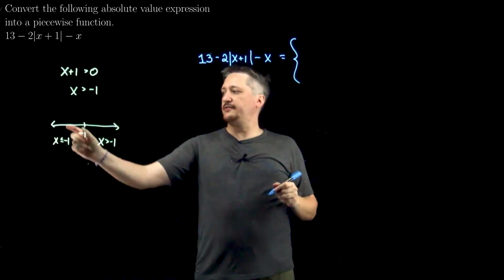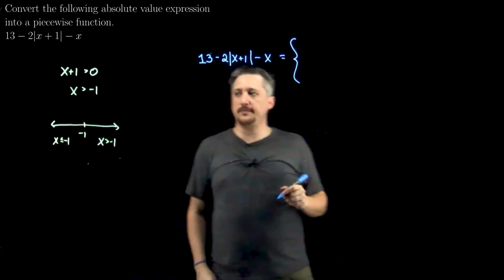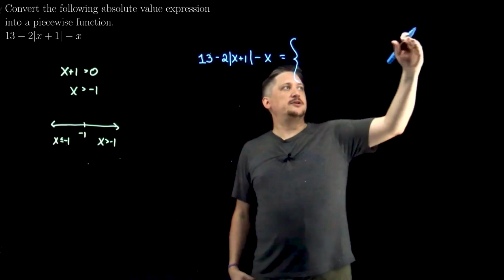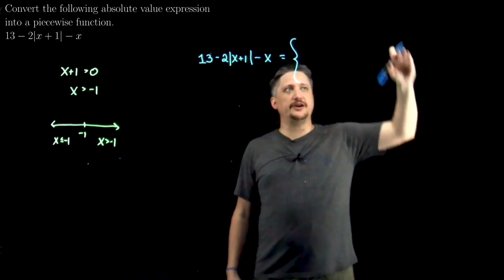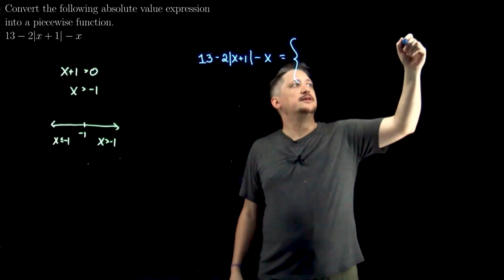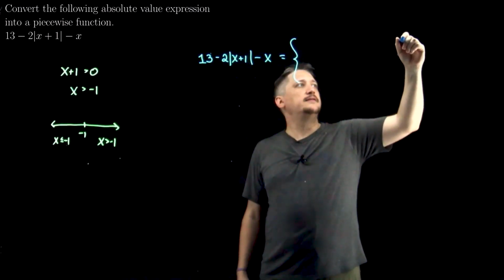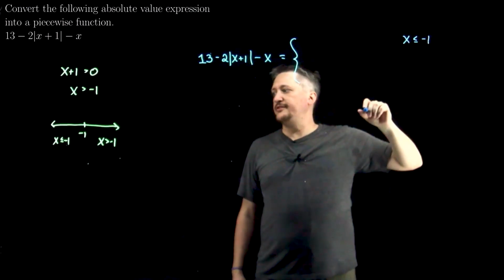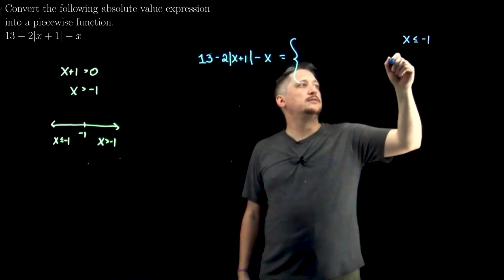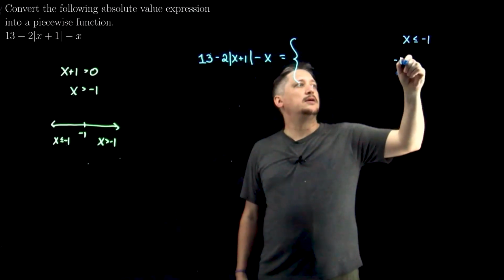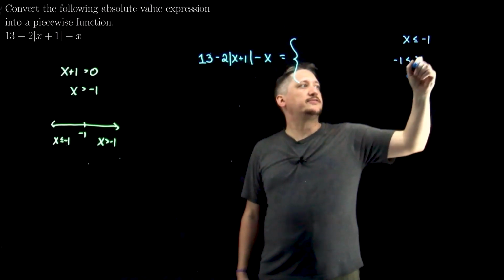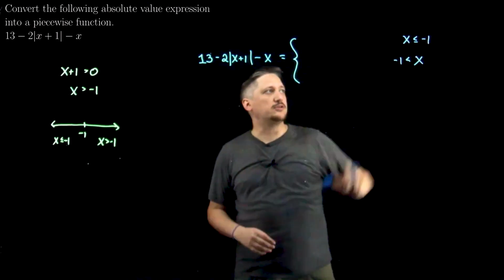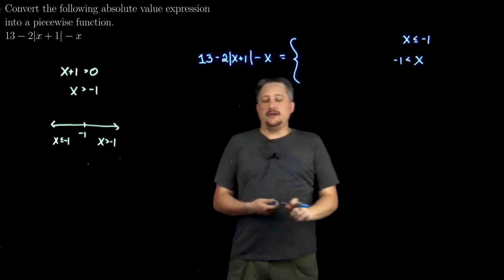Okay. And I know I'm going to split this into the section that is greater than negative 1 versus less than or equal to negative 1. And I'm going to go from the left to the right as I go down. So I'm going to have x less than or equal to -1 versus -1 less than x, right? So I'm flipping those to make it look sort of nice, at least to my brain.